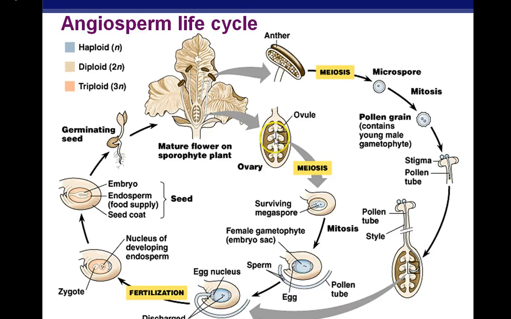Now, this part here is all sporophyte. The gametophyte is microscopic inside. Meiosis, remember, makes spores, and then the spores become the gametophyte. The gametophyte makes the eggs.